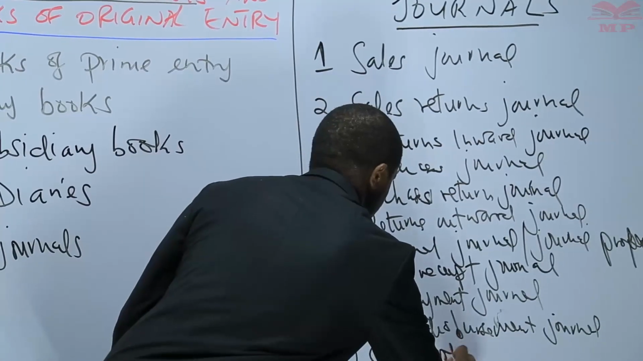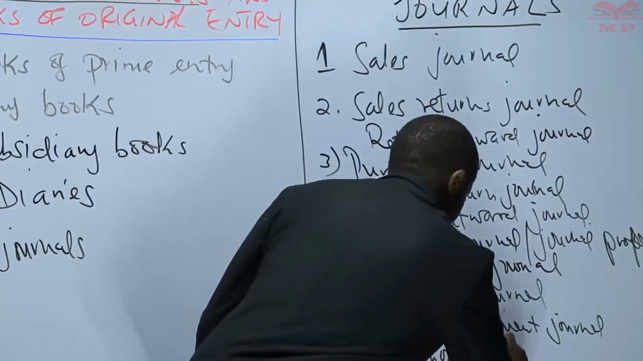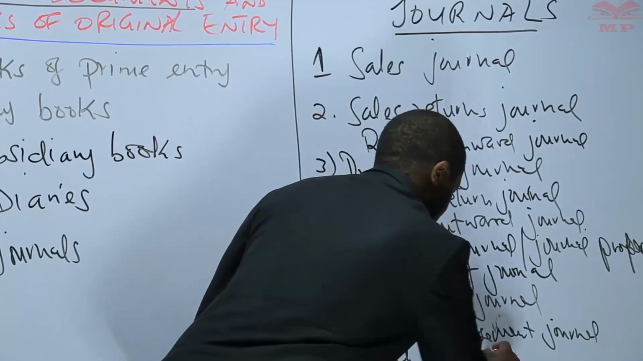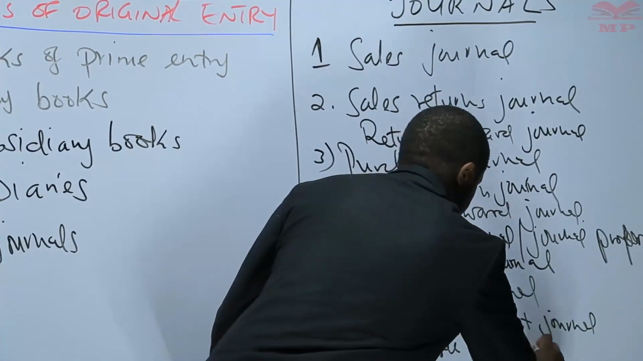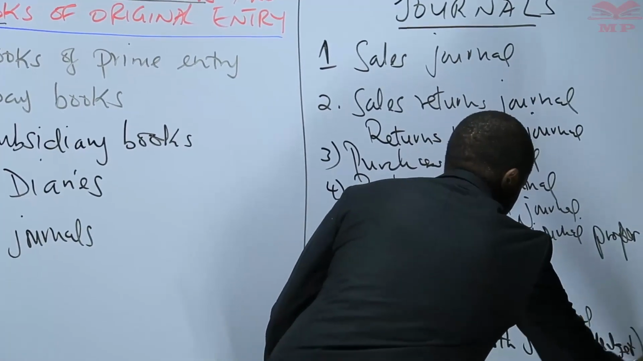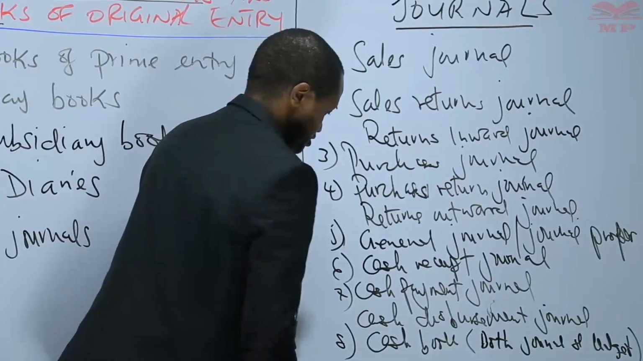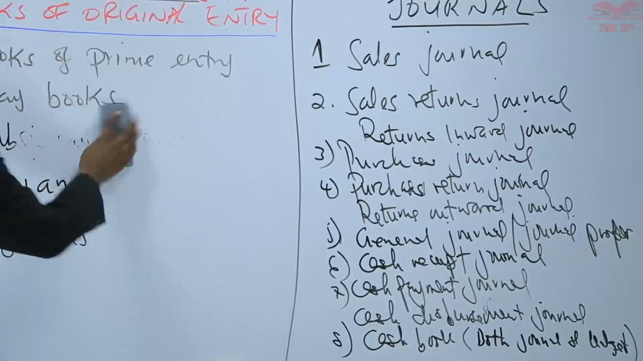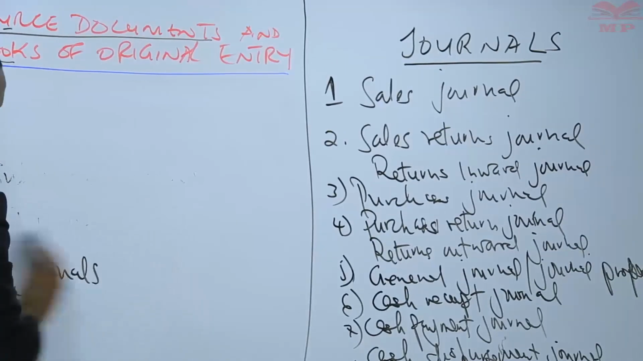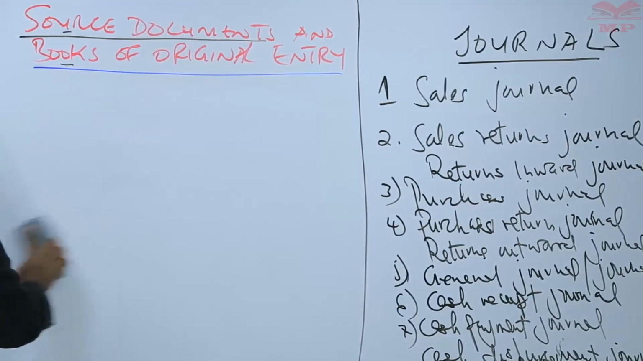The cash book is both a journal and a ledger. Let me write both journal and ledger. Let me proceed here. Number nine. The ninth journal is the analysis cash book.